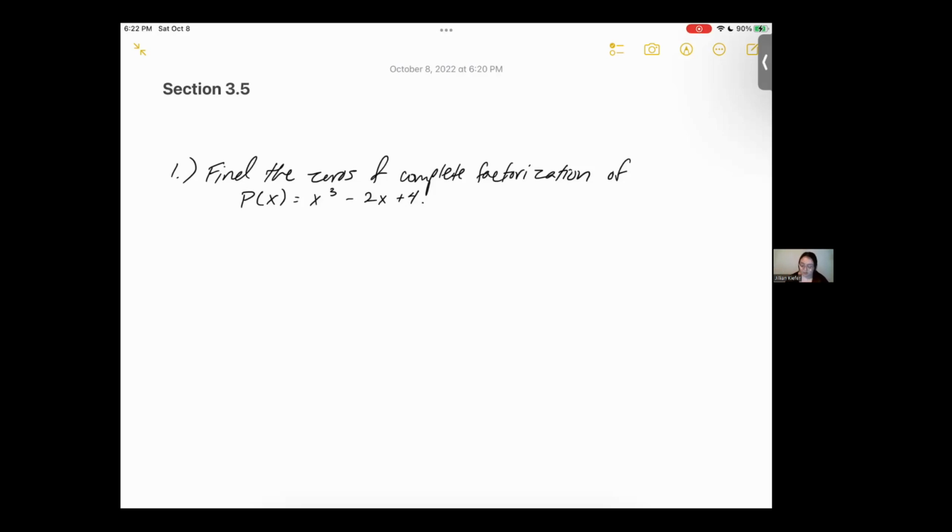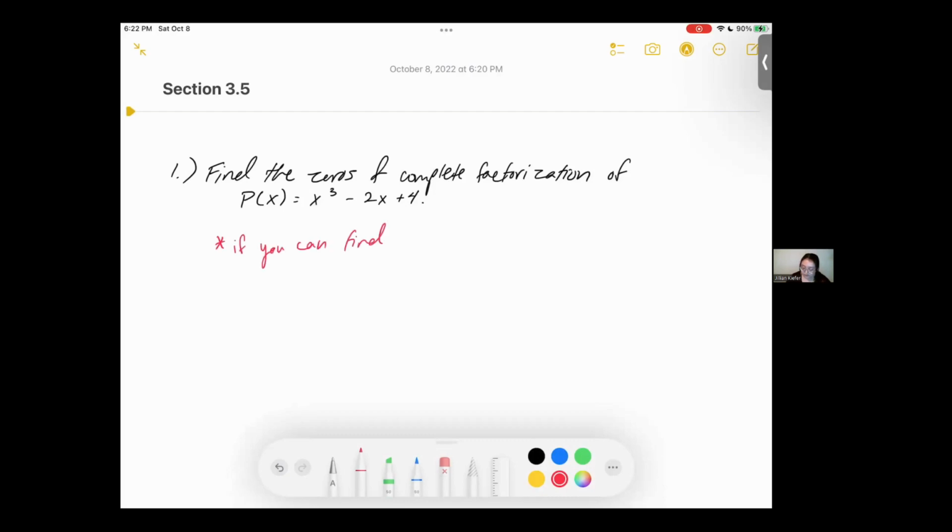But one thing which is a good place to start is that if you can find just one zero, then you can use synthetic division or long division if you'd like.